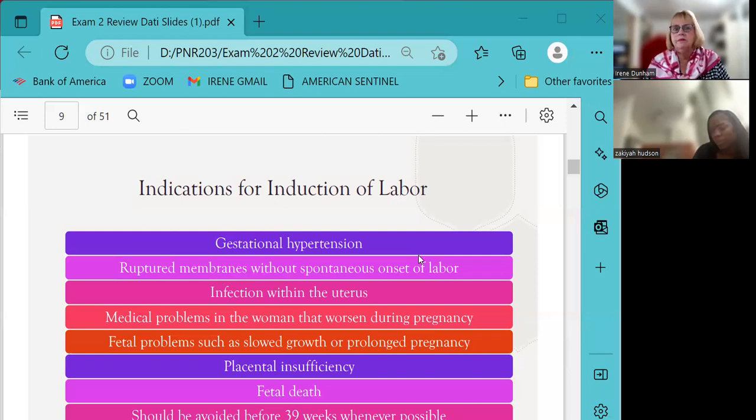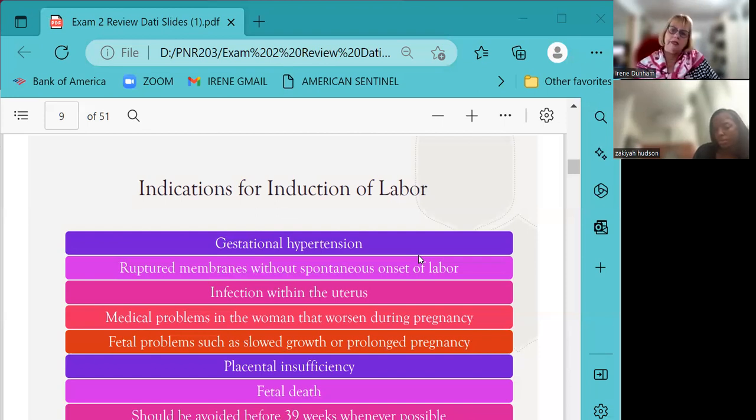Infection within the uterus. Time to, you gotta get that baby out. Mom and baby get sick. Medical problems in the woman that worsen during pregnancy. Yeah, if a woman has lupus or she has any other problems, I'm gonna have to deliver her. Yeah, we gotta get the baby out. Fetal problems. Maybe you have an IUGR baby. That's an intrauterine growth restricted baby. Okay, gotta get the baby out because then the baby is not in a good environment for growth. It's in what we call a hostile environment. That means that the baby is not getting the oxygen and nutrients that it needs to grow.